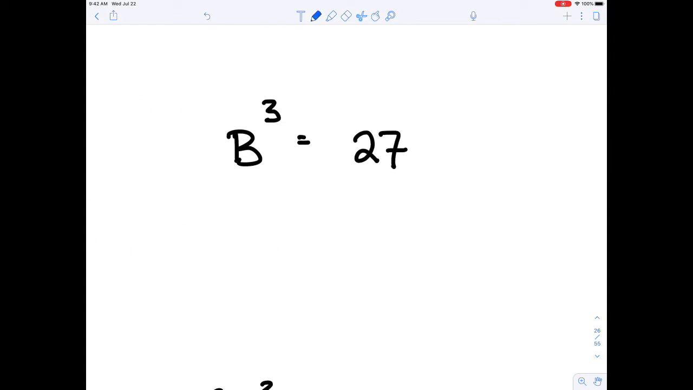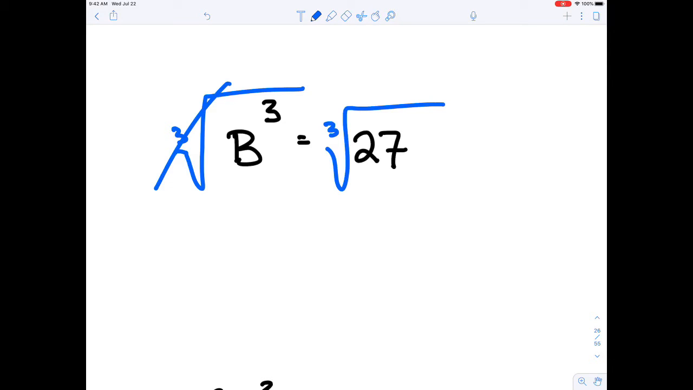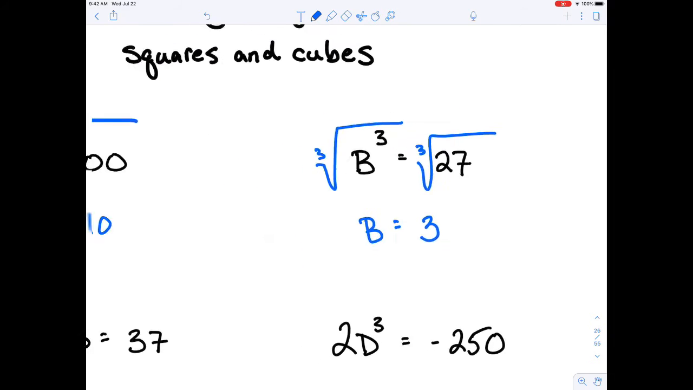Now, cubic root, same exact concept. We have a b that we want to isolate. It has a cube on it, so we're going to do the cubic root. But if we do it to one side, we have to do it to the other. The cubic root and the cube will cancel out, so we end up with b equals, and what number times itself times itself equals 27, and that number is 3. For cubic roots, you do not have the positive and negative version because negative times negative times negative would be negative. So b equals 3.